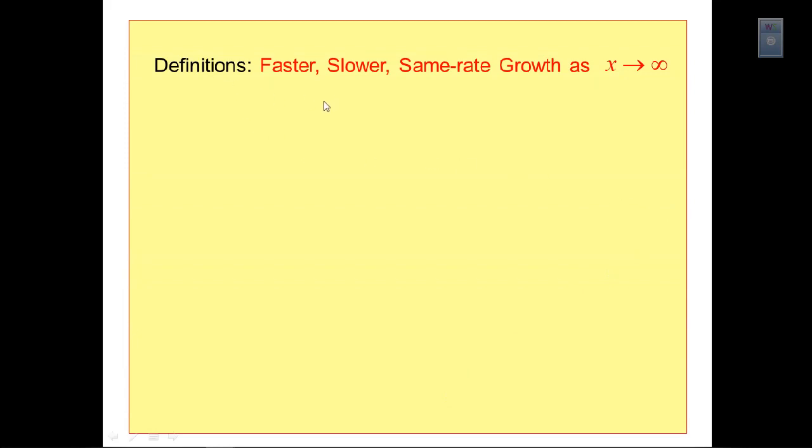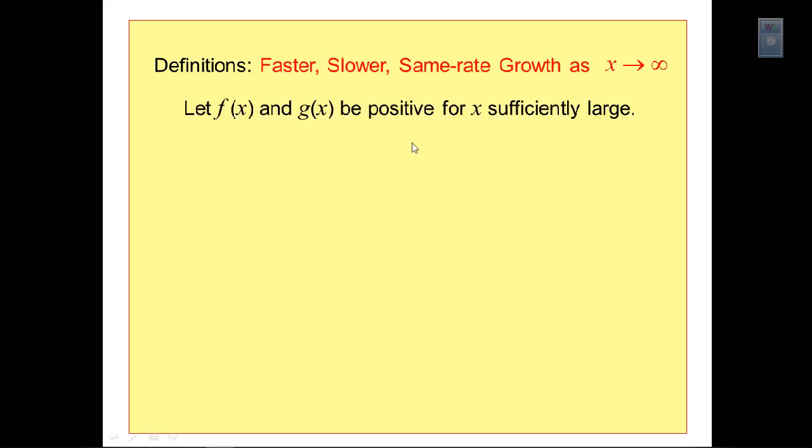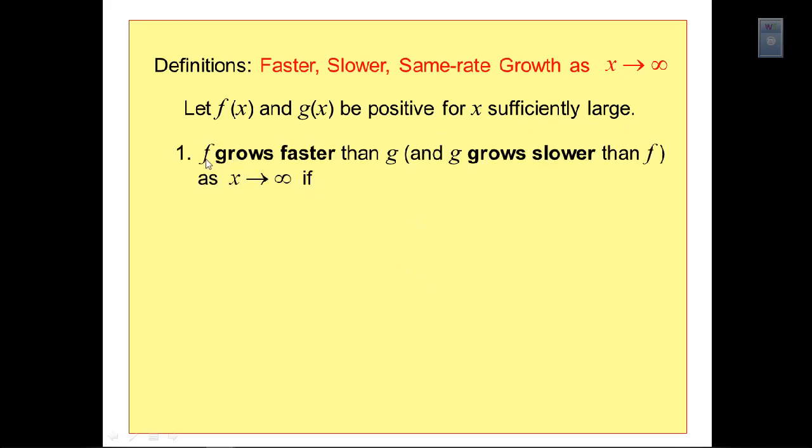So now the definitions: faster, slower, same rate growth as x approaches infinity. Let f of x and g of x be positive for x sufficiently large. f of x will grow faster than g, and g grows slower than f as x approaches infinity, if we take the limit as x approaches infinity of f of x over g of x, and it equals infinity. Now this is the limit of one function divided by the other function, and x is going to infinity, and if that limit goes to infinity, then the top function grows faster.